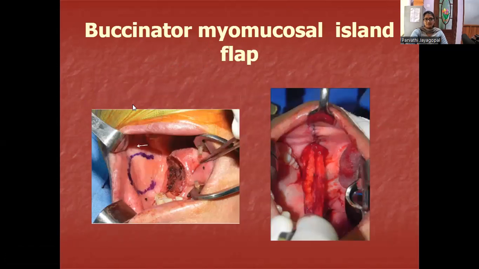You have the buccinator myomucosal island flap, where an incision in the cheek is done, and you take the buccinator muscle out in order to close the defect in the palate.